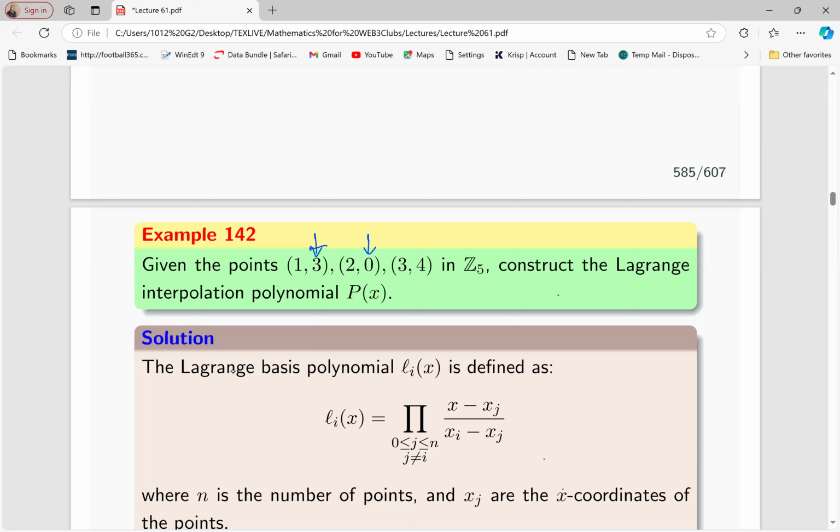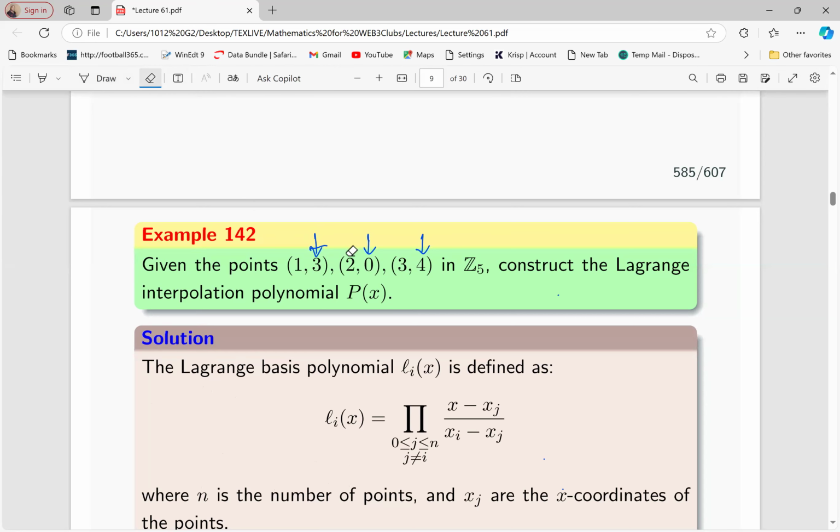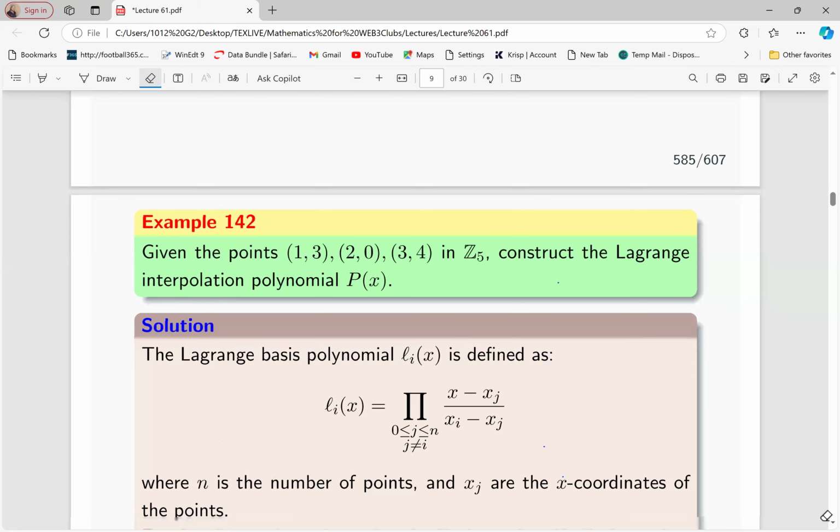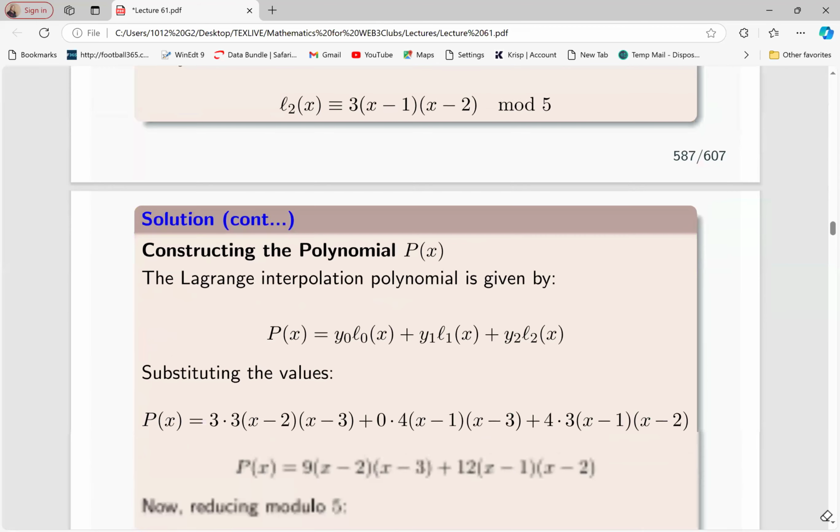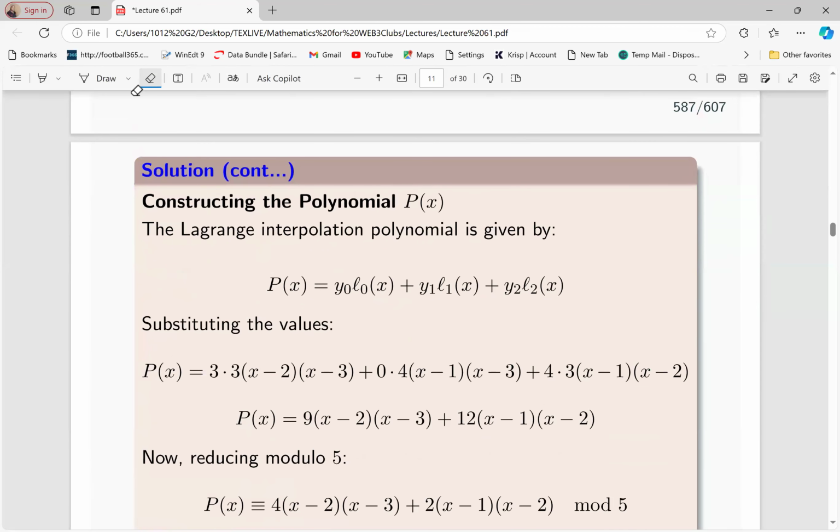L1 of x would multiply by 0, but of course, then that becomes 0. Anything multiplied by 0 will be 0. Then this one is multiplied by 4, the L2 of x. So we multiply by 3, 0, and then 4. So this is why we are doing that, to get our polynomial.